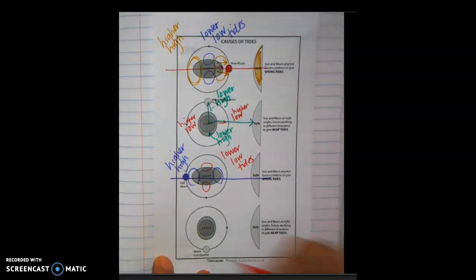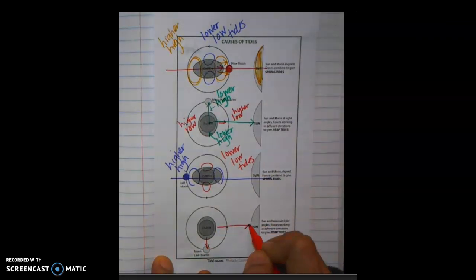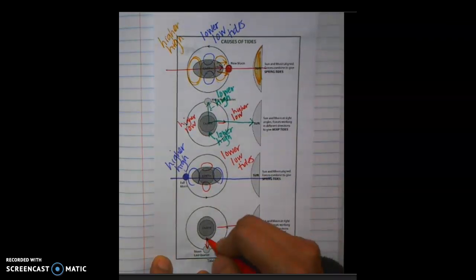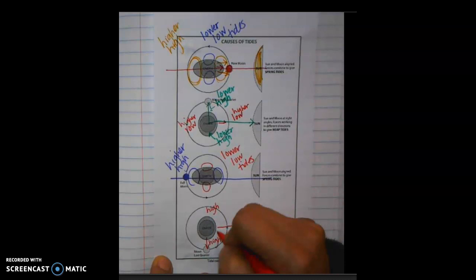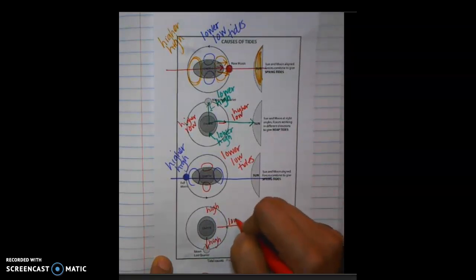This is going to be the same thing happening here because we've got the moon pulling in this direction, the sun pulling in this direction. The high tides are always going to follow my moon. So my high tides are over here. My low tides are going to be opposite that. So my low tides are over here.